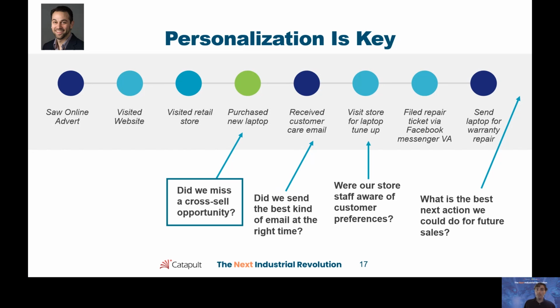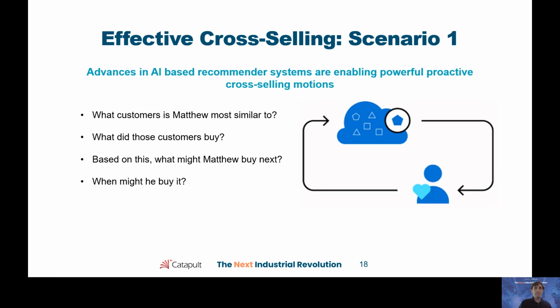Let's start out with cross-sell. When he bought that laptop, did we miss a chance to cross-sell something? And this can be done in all kinds of ways. I kind of think about this from the customer to product and product to customer. So this first way is I've got Matt. Matt's there, great. He's bought a laptop. There's a whole area of AI dealing with what's called recommender systems, and these enable really powerful cross-selling motions.